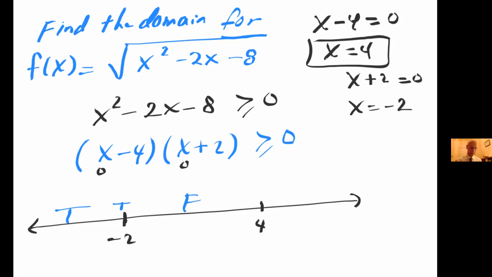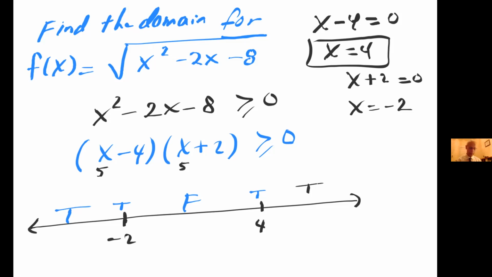Similarly, I can assign 4 for x. When I assign 4 for x, I get 4 minus 4 right here, which is 0. 0 times anything is 0, so it gives me a true statement. And to the right of 4, say 5. If I plug in 5 for x, I get 5 minus 4, that is 1. Then I have 5 plus 2, which is 7. 1 times 7 is 7, and so 7 is greater than or equal to 0. I got a true statement in here.